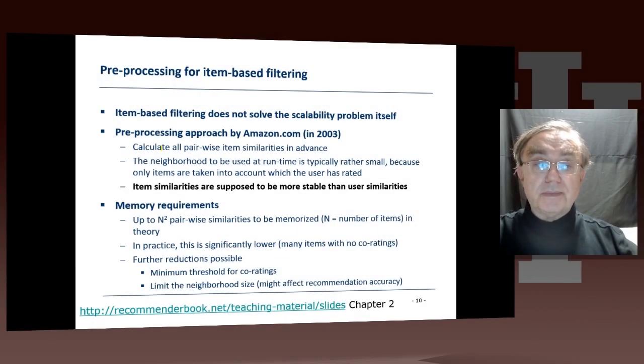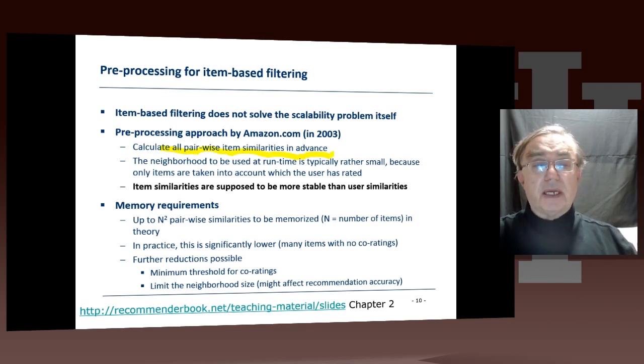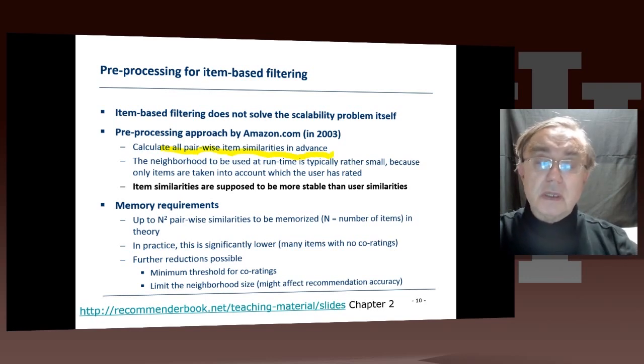And of course, you have to do this pre-processing. We pointed out that you can calculate all these pairwise similarities ahead of time. That wouldn't work actually if you had a lot of items and you had to calculate, for n items, n squared similarities. That's probably prohibitive. However, the number of items which actually have enough users in common to be able to calculate a reliable similarity is much smaller.